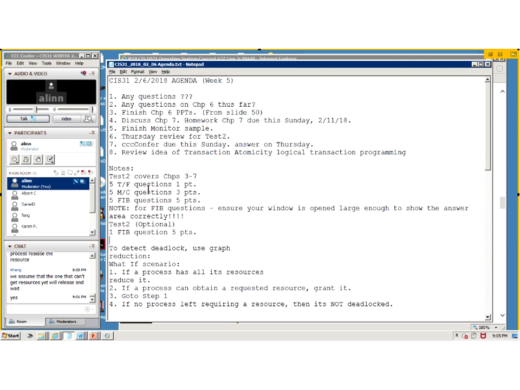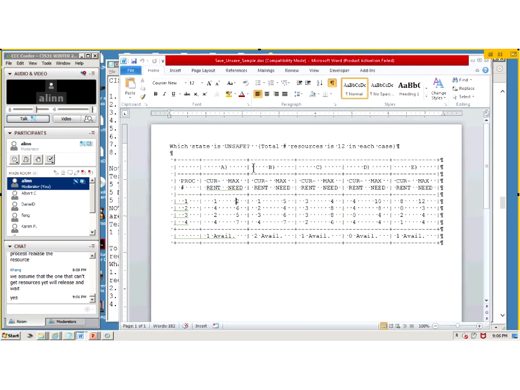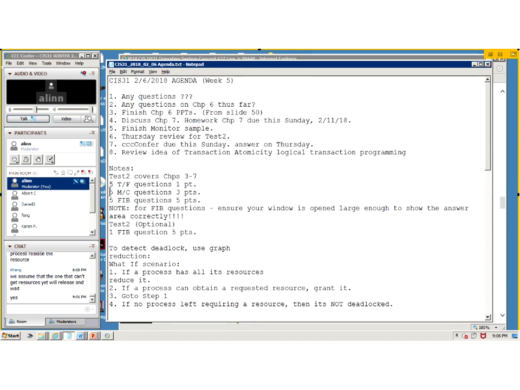So the format is, of the 45 points, 5 true and false questions worth 1 point, 5 multiple choice questions worth 3 points. You already know one of them. This is going to be one of them. I'm going to change the data, but it's going to be the same problem. I might even say which one is safe versus which is unsafe. I don't know. So 5 multiple choice questions worth 3 points each, 5 fill in the blank questions worth 5 points.